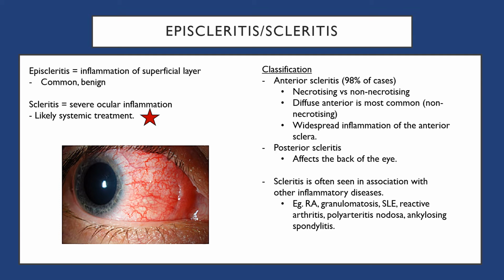Scleritis is often seen in association with other inflammatory diseases, such as rheumatoid arthritis, SLE, reactive arthritis, and ankylosing spondylitis. So it's important to take a thorough, systematic review history when you're seeing these sort of patients.